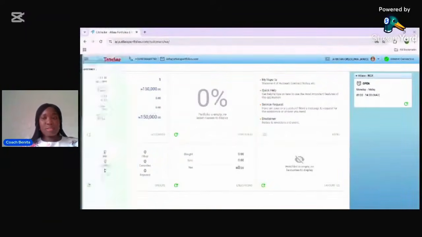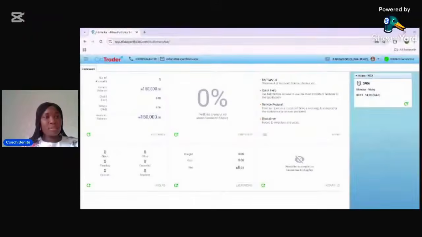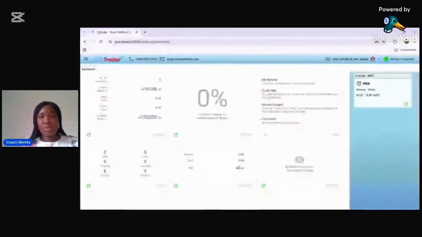Now, this is what the platform looks like by the time you open it. When I say Atlas Portfolio, you might see something like Cititrader. They are also the one. So it's Cititrader Atlas Portfolio Limited.